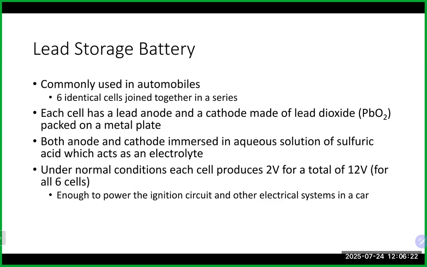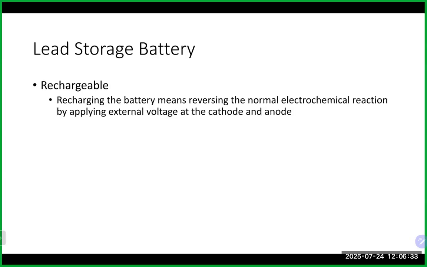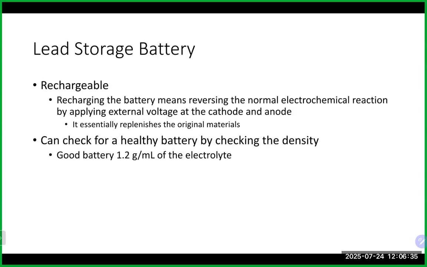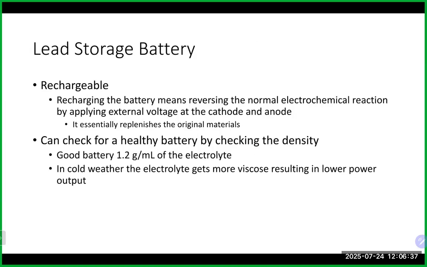We have both an anode and a cathode that's immersed in a sulfuric acid solution. Again, a fairly strong electrolyte solution, a salt bridge type of situation occurring in that case. It is rechargeable. That means the battery can reverse its normal electrochemical processes. If you ever had to jump your battery, you leave it running for a while to charge it back up. We also have alternators usually in cars, so we don't just drain the battery.